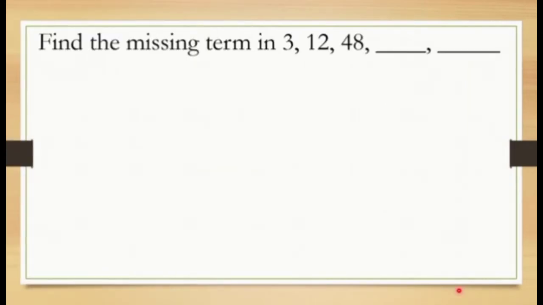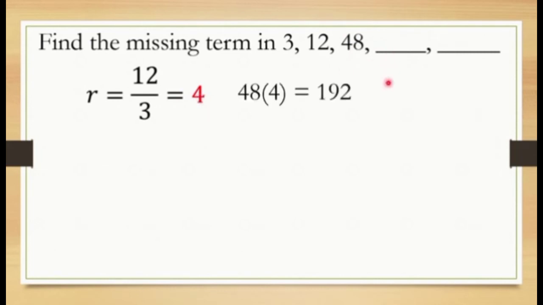So, I have here another set of activity or exercises. Find the missing term in 3, 12, 48. So, what we will do first, of course, is get the common ratio so we can easily identify the missing term. Since we already know our common ratio, the last term here, we just multiply by 4 to get the next. And that is 48 times 4, that is 192. So, what follows is 192.